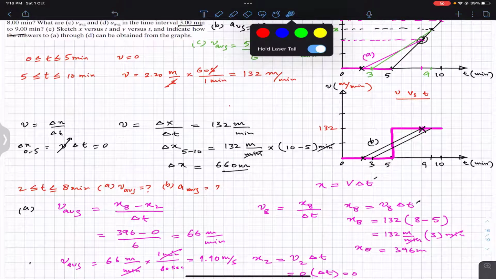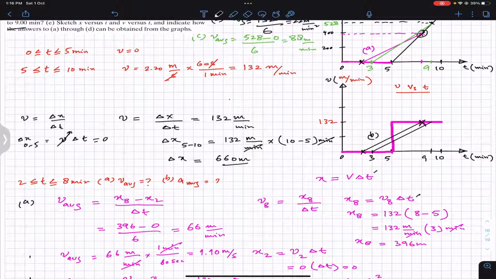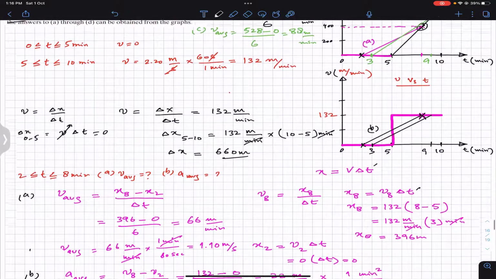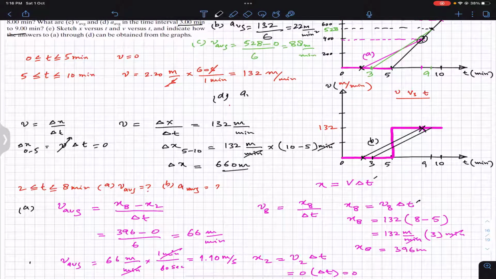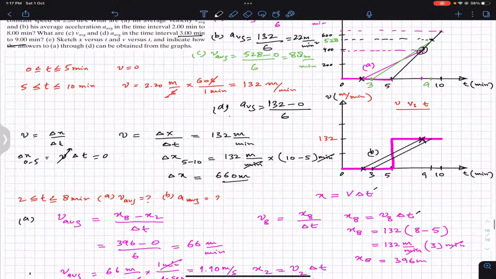So let me find this average acceleration. I am writing here, for part D using the graph, the average acceleration will be equal to the rise divided by the run. The rise is 132 minus 0, so 132 minus 0 divided by the run. The run is from 3 to 9, so 9 minus 3, which is 6. So we get the same 132 divided by 6, which gives us 22 meter per minute square.